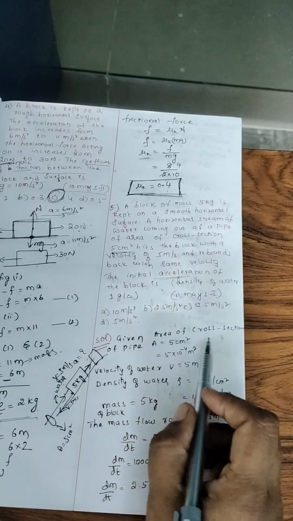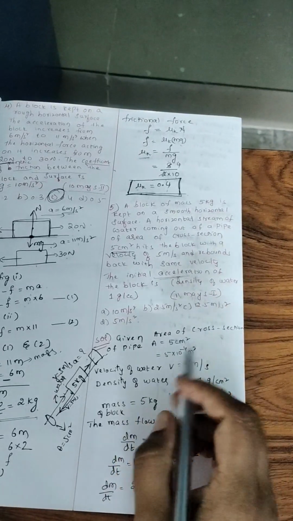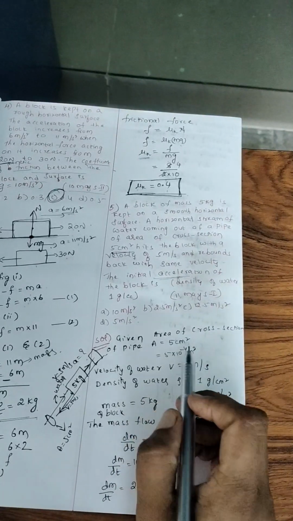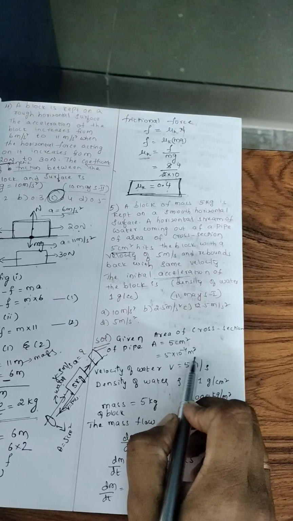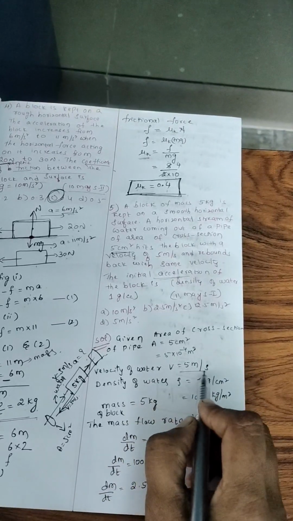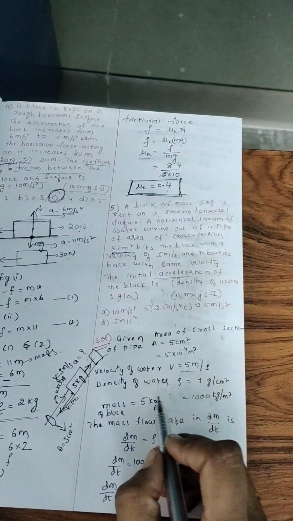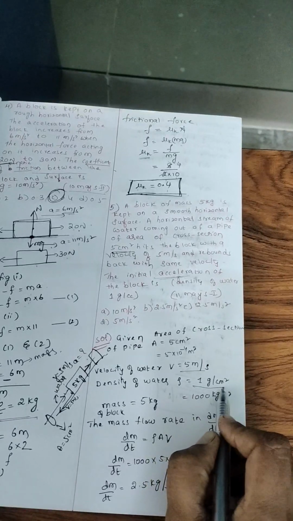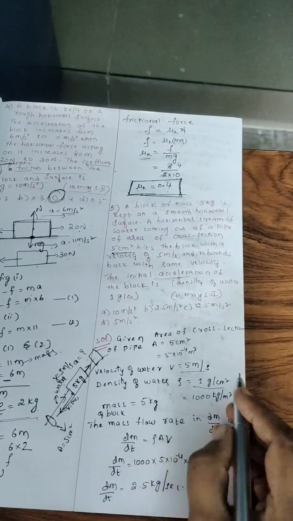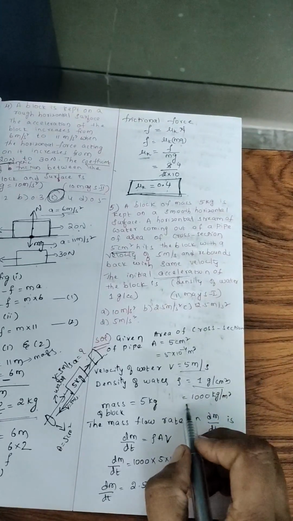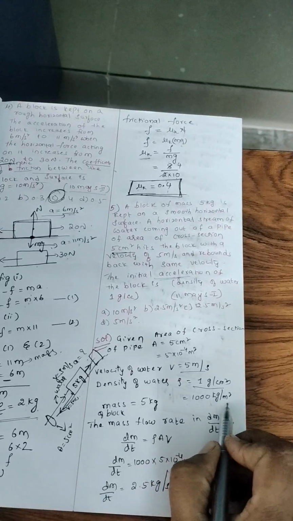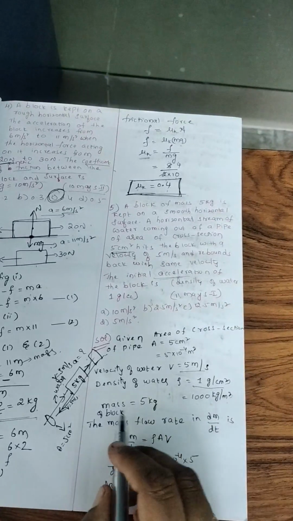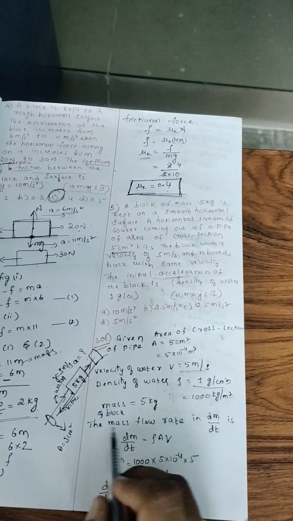So given the area of cross section of the pipe is 5 centimeter square. Converting into meter square, 5 into 10 to the power of minus 4. Now the velocity of water he gave as 5 meter per second, and the density of water we know is 1 gram per centimeter cube, so that is nothing but 1000 kg per meter cube. Right? Now the mass of the block he gave as 5 kg.